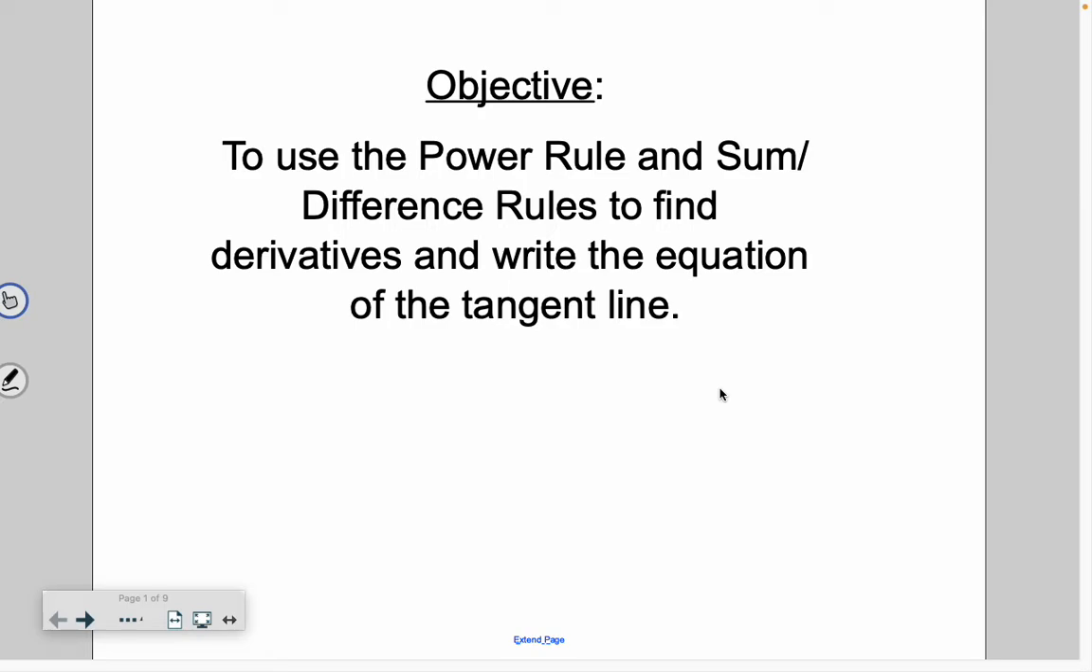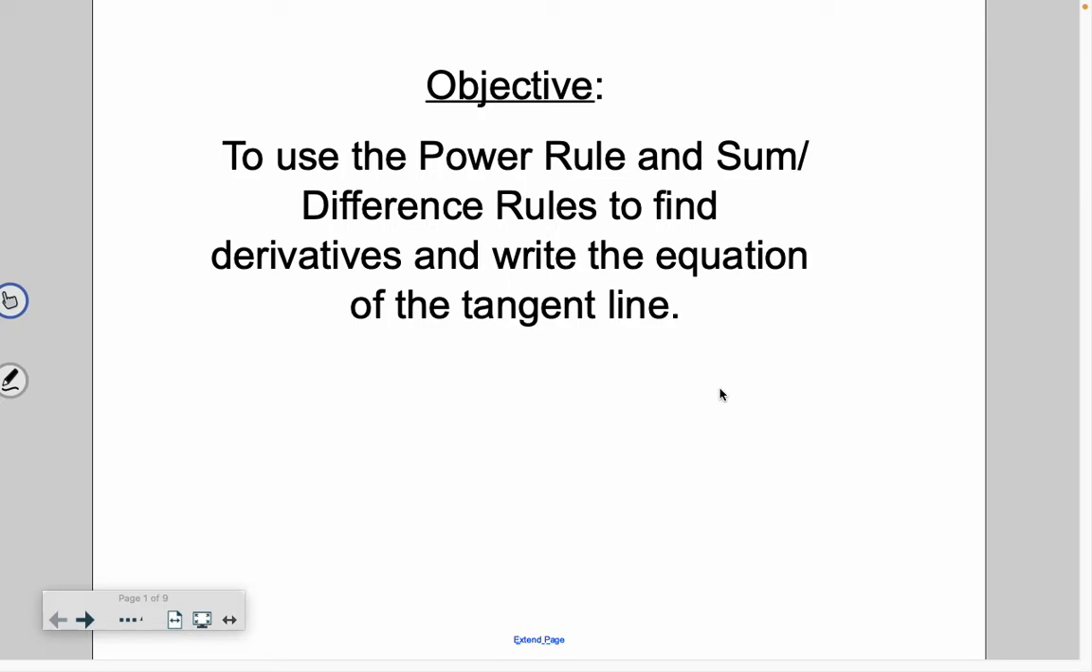There are some shortcuts. We're going to talk about the shortcuts today, because if there's an easier way, you don't want to have to go through the longer version of that process every single time. Okay? So we are going to use what's called the power rule.